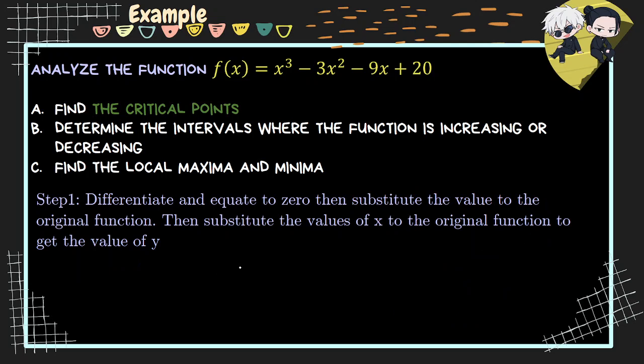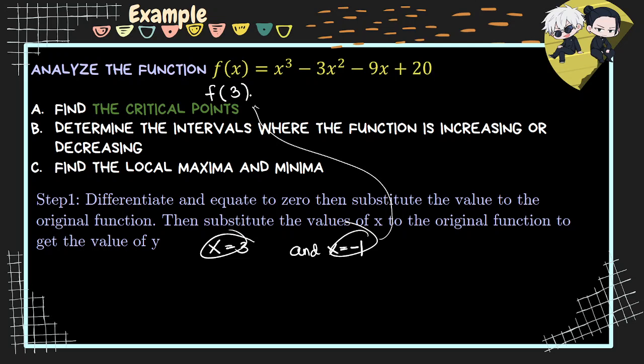Okay? So, in order for us to find the critical point, we are just going to substitute. Meron tayong x is equal to 3 and x is equal to negative 1. So, we are going to substitute x is equal to 3 and x is equal to negative 1 on this original function. So, kung meron tayong f of 3, tingnan nyo lang kung anong magiging sagot.